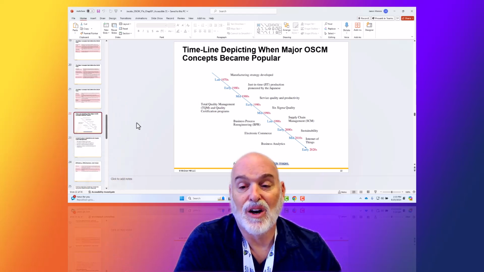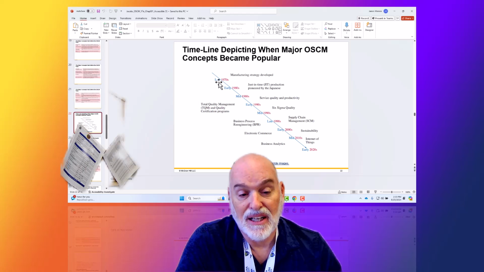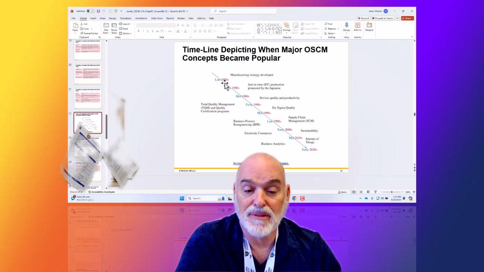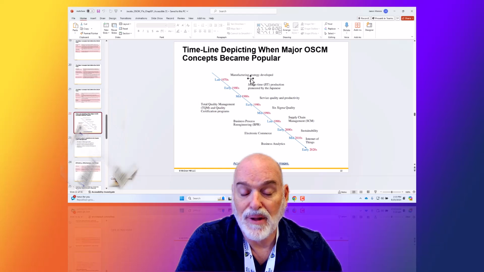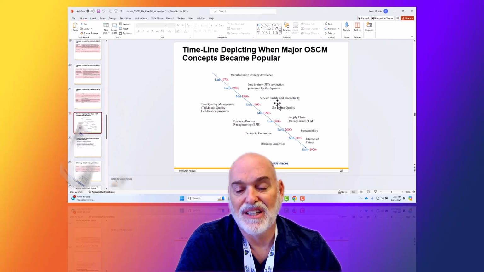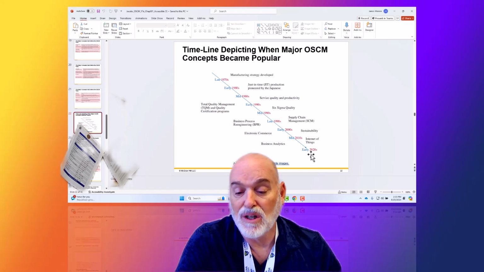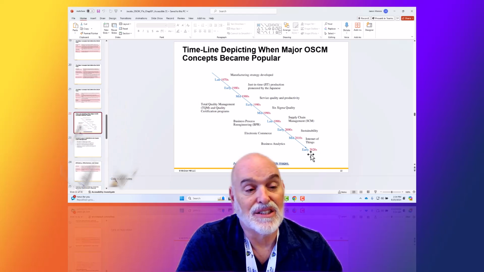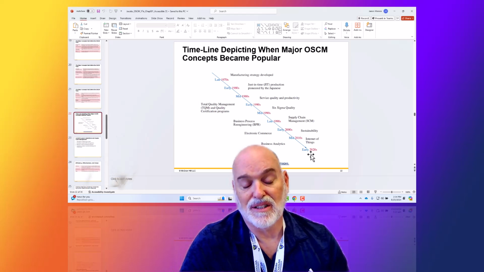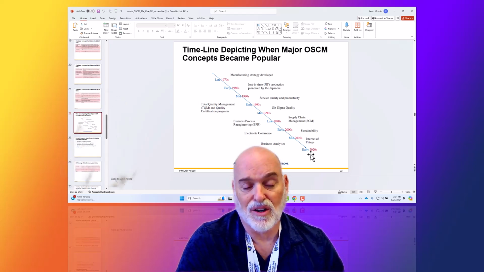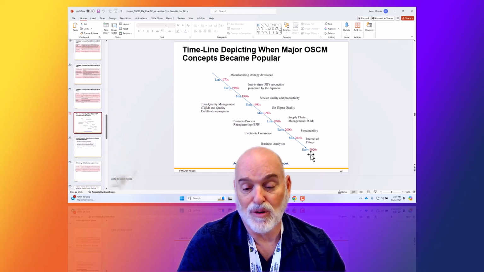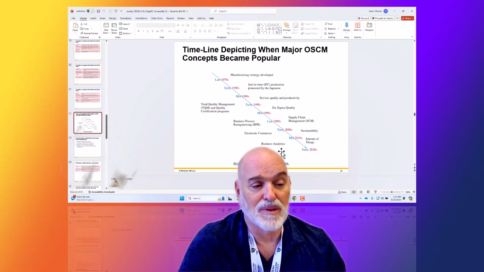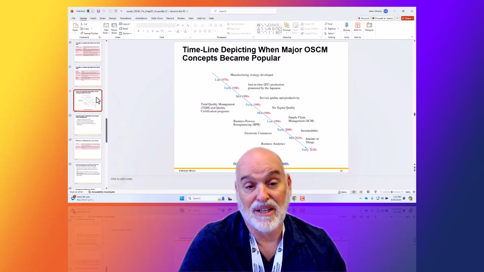When did OSCM concepts become popular? You can see this timeline from the 70s and 80s on, and you can basically realize that each one of these concepts that became popular was using technology and electronics. And I don't know what's happening in the 2030s and the 2040s, but if previous timelines are any indication, we're in for some technology developments that are going to be very beneficial to business and probably eliminate quite a few jobs.